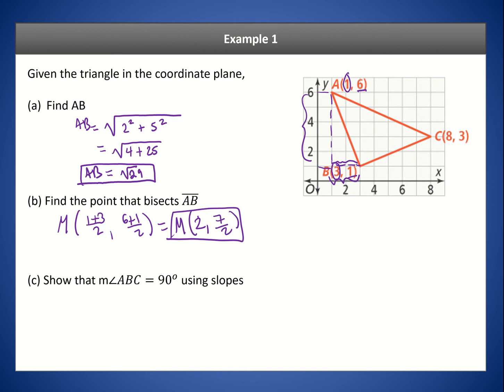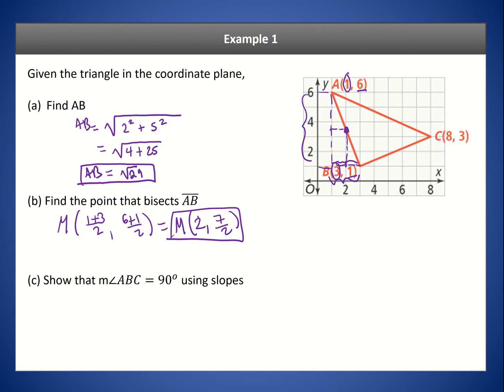The halfway point between 6 and 1 is 7 over 2, which is 3.5, which is around here. And the halfway point between 3 and 1 is simply 2, which is this halfway point. If I put those halfway points together, I get this point right here, which definitely looks like the halfway point of the line segment AB.